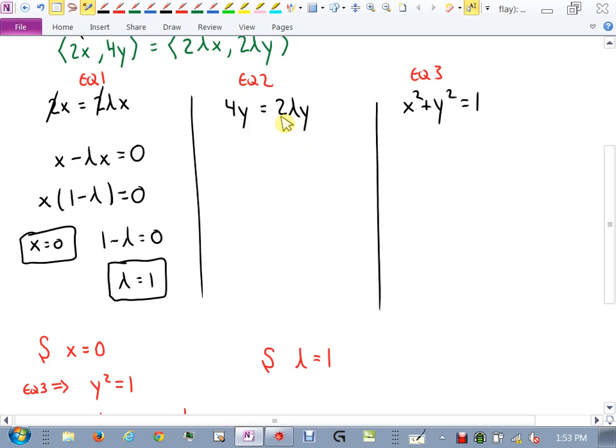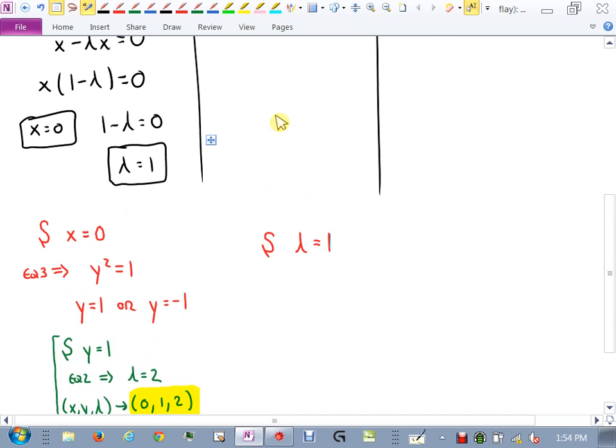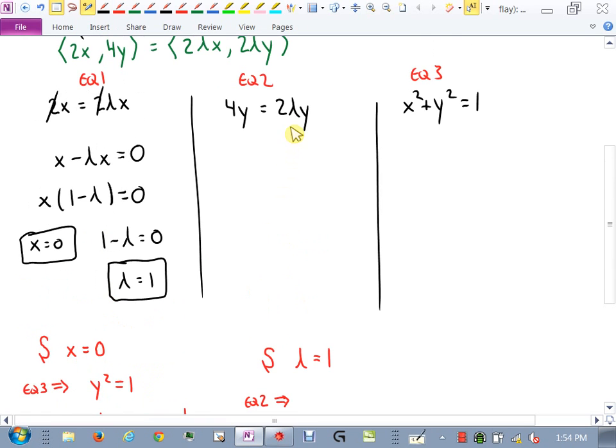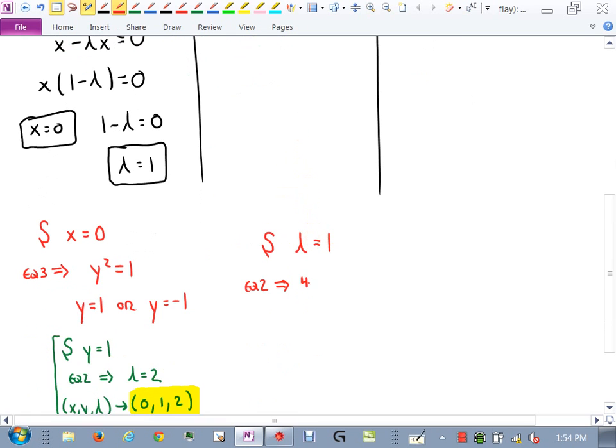Lambda's 1, I can go in here. So y would have to be 0. So if lambda is 1, then equation 2 tells me that 4y equals 2y. Yeah, and don't divide by y. You subtract 2y on both sides, you get 2y is 0, and then your only possible answer is 0.